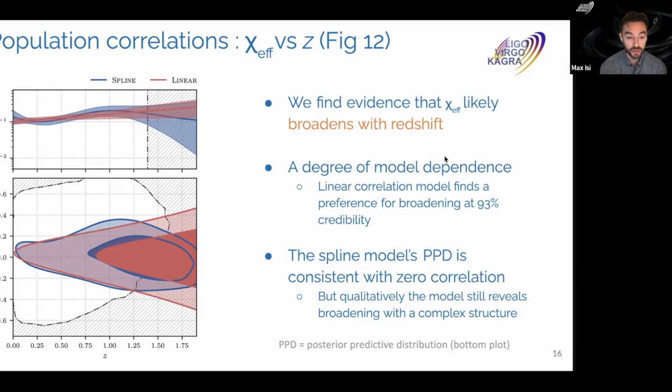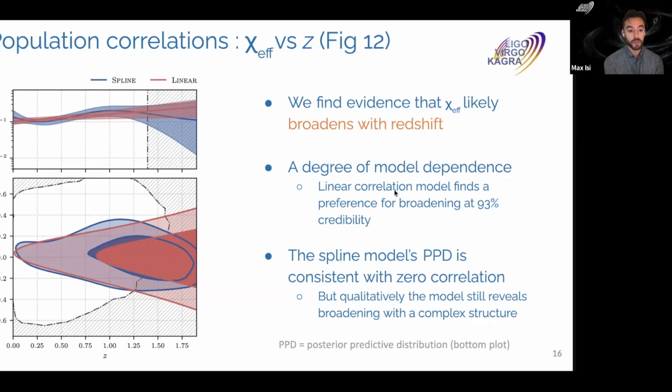The spline model that's more flexible doesn't show such a marked trend. So within the regime of lower redshifts that we can constrain best with our data, it could accommodate no evolution. So there is some degree of model dependence to this result, and we'll have to get more data to ascertain this, but it is consistent with some broadening in this distribution.